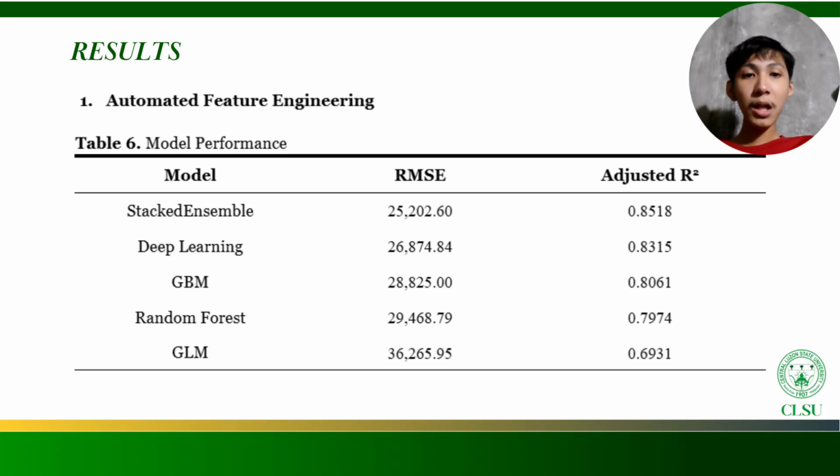Upon running this method, five models were compared: specifically the stack ensemble, deep learning, gradient boosting machine or GBM, random forest, and the GLM. As shown here in table 6, the stack ensemble achieved the best performance with the lowest root mean squared error of 25,202.60 and the highest adjusted R squared of 0.8518. Notably, deep learning, GBM, and random forest also produced strong results, while the GLM produced the weakest.